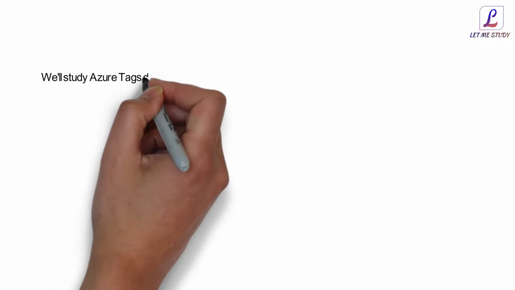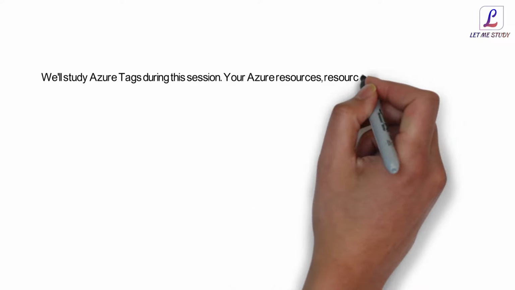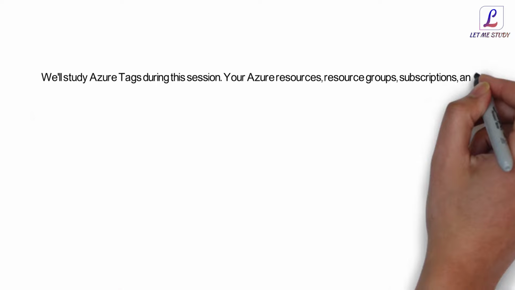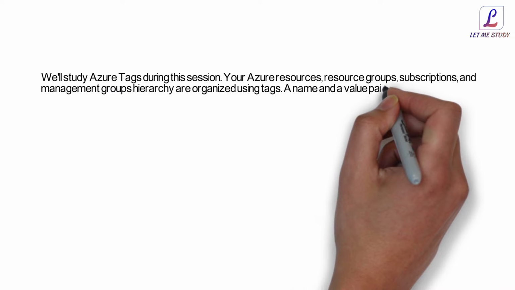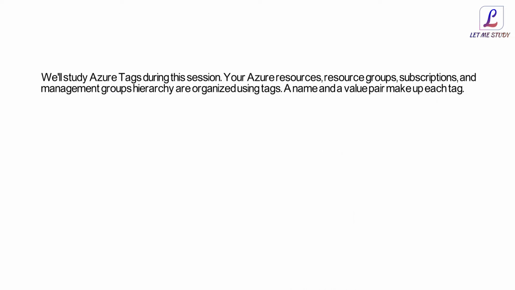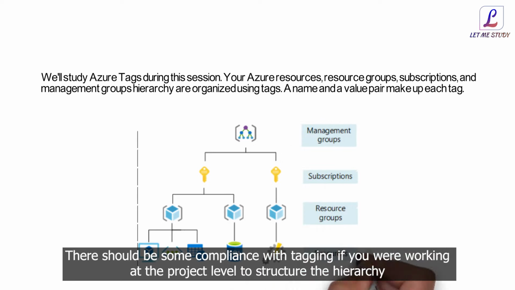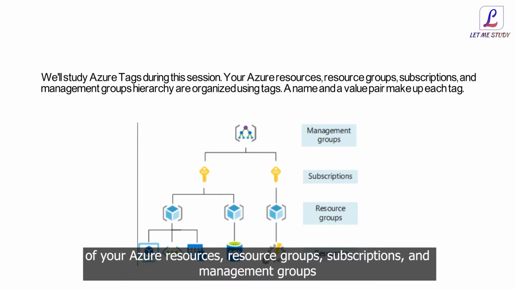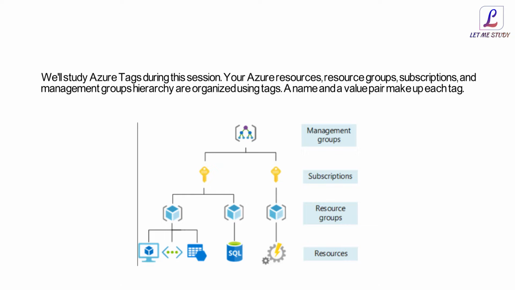We'll study Azure tags during this session. Your Azure resources, resource groups, subscriptions, and management groups hierarchy are organized using tags. A name and a value pair make up each tag. There should be some compliance with tagging if you were working at the project level to secure the hierarchy of your Azure resources, resource groups, subscriptions, and management groups, or for better filtering, monitoring, or querying in a few situations.